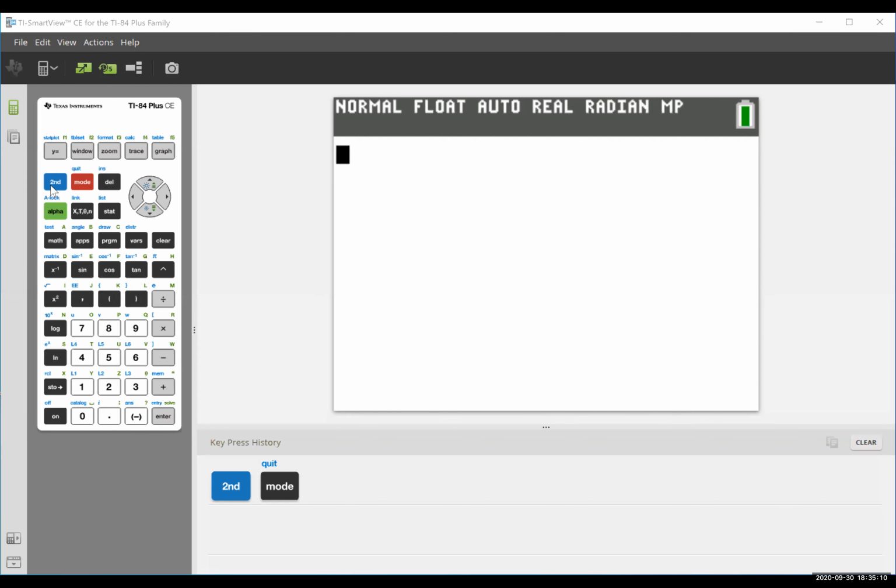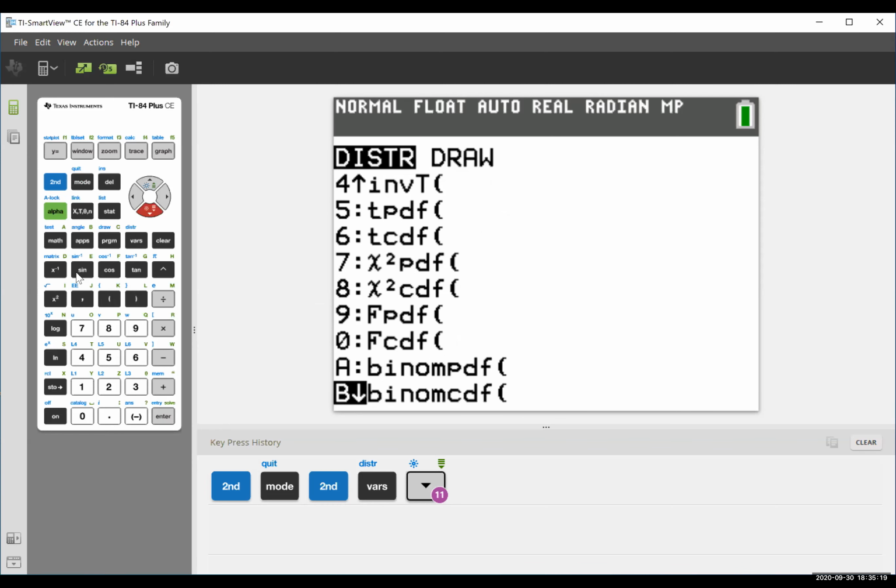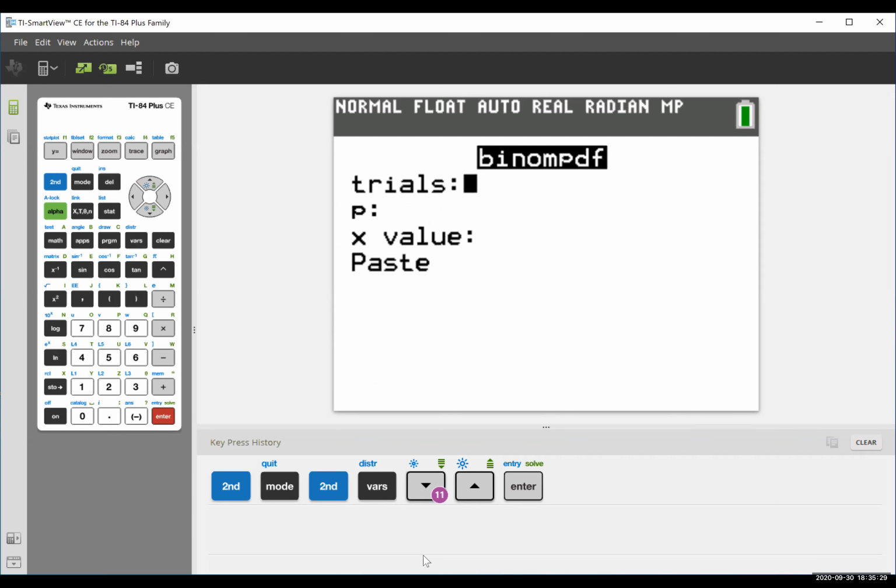All right, so it's always second vars, and then exactly. Scroll down and look for binom PDF. It's letter A. Okay, so second vars, binom PDF. Trials, that is your N.